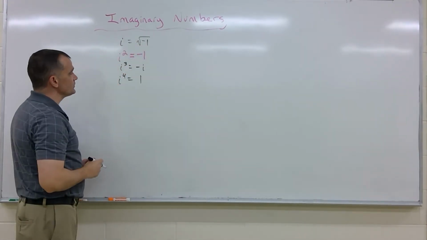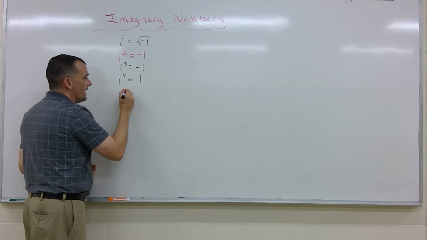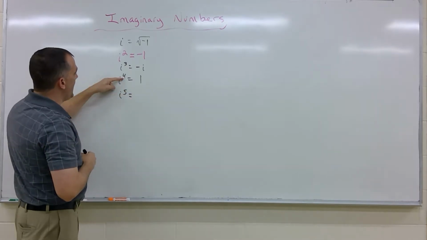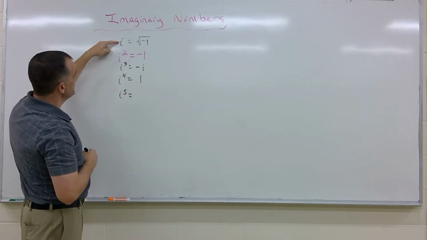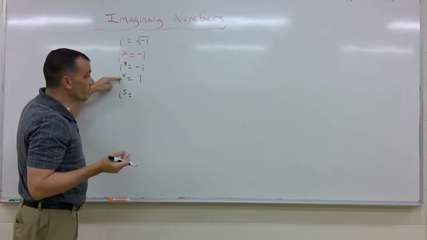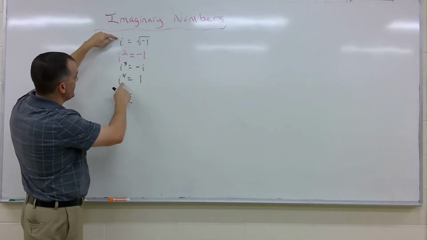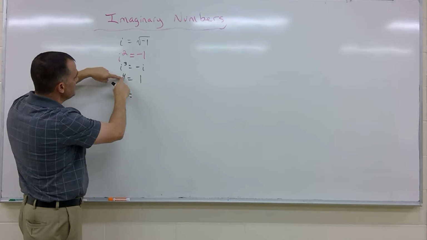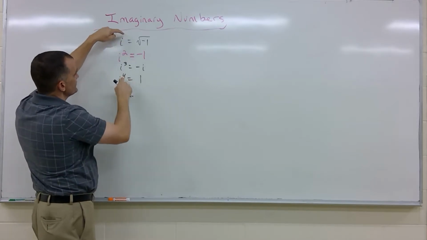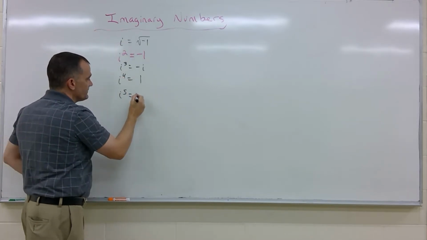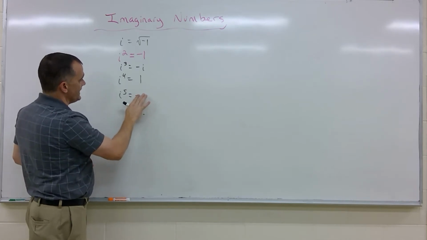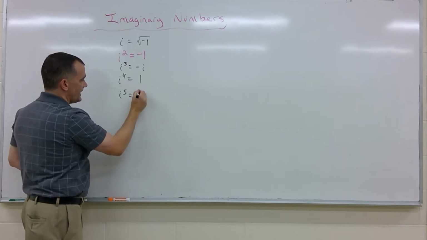So this is a cute little chart, and what happens is we get i to the 5th equals i to the 1st times i to the 4th. Again, you multiply like bases, you add exponents, so 1 plus 4 is 5. That becomes i again.